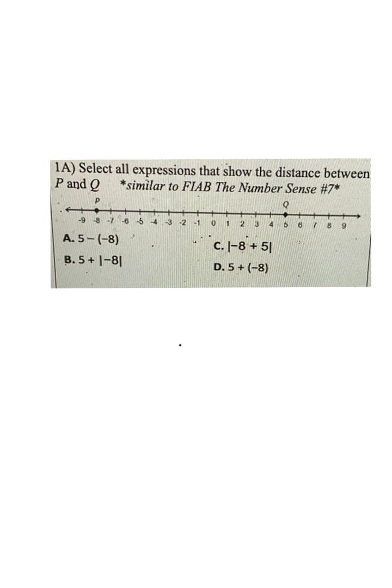Select all expressions that show the distance between point P and Q, and this is similar to your FIAB problem from the number sense number 7. All right, so first we're going to count the distance between those 2 points. That's 1, 2, 3, 4, 5, 6, 7, 8, 9, 10, 11, 12, 13. So the distance is 13.